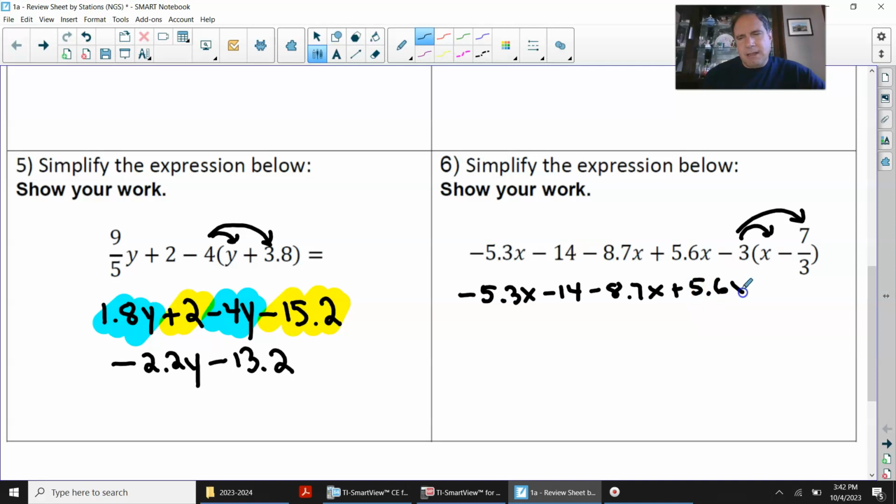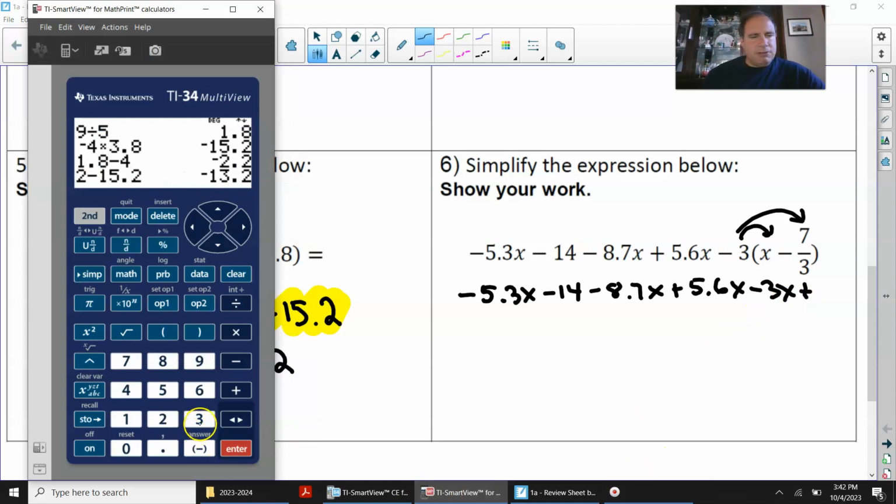5.6x, and then negative 3 times positive x is negative 3x, and then negative times a negative, I know that's going to be positive, but I don't know what it's going to come out to be, so I'm just going to put negative 3 times a negative, and I'm going to press the fraction symbol, 7 over 3. And then I'm going to press enter, and it comes out nicely. It comes out to a positive 7.